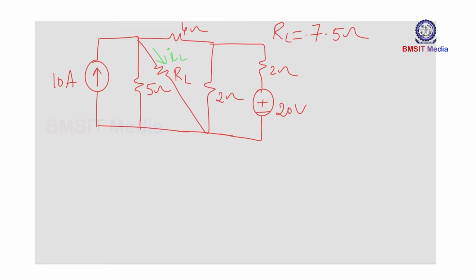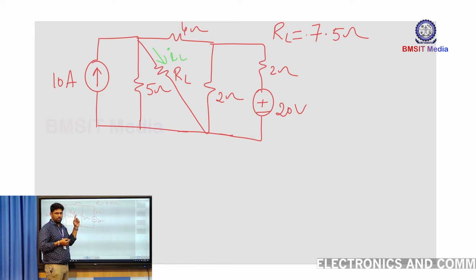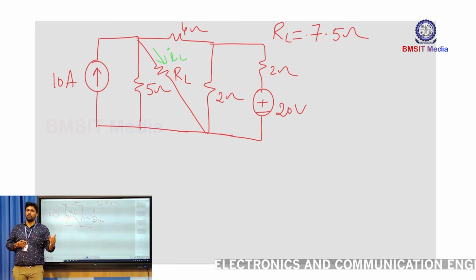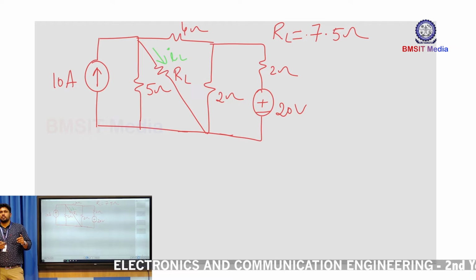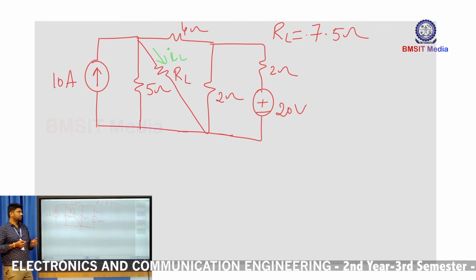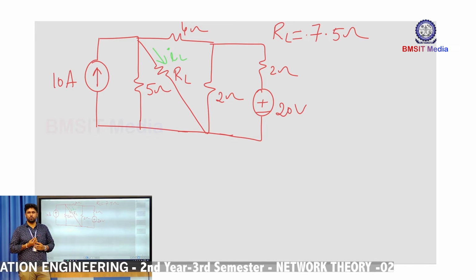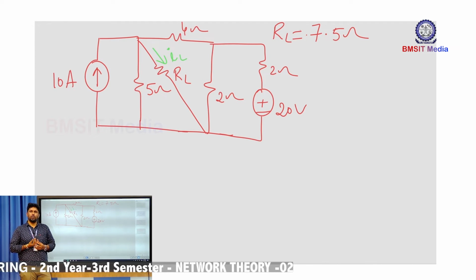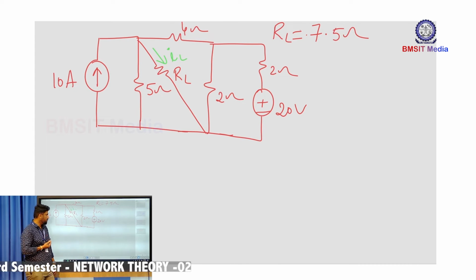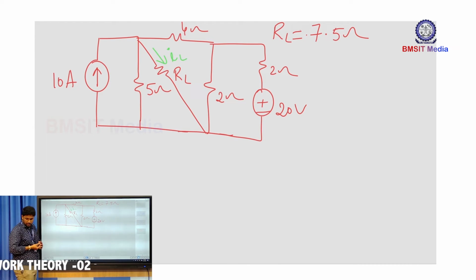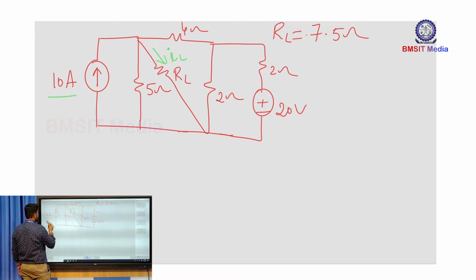So now if you want to solve using SPT, we know the response in any particular branch, that could be a voltage or a current, the total response in any particular branch is nothing but an algebraic sum of the individual responses by considering one source at a time. Now just observe this particular network here. We have two active sources present. One is a 10 ampere current source and the other one is a 20 volt voltage source.